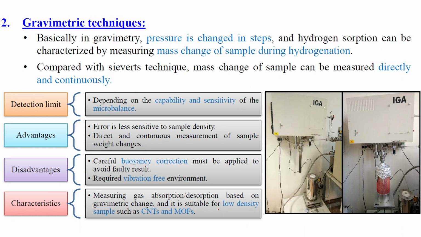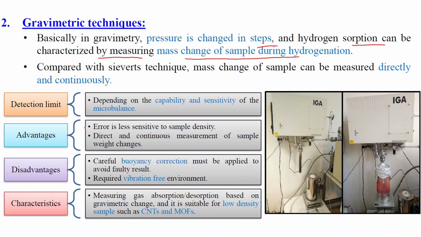Now, the gravimetric technique. In gravimetry, pressure is changed in steps, and hydrogen adsorption can be characterized by measuring the mass change of the sample during hydrogenation. A solid sample is taken. Hydrogen is introduced to the sample in steps, stepwise. Hydrogenation of the sample takes place, and as it does, the mass of the sample changes.